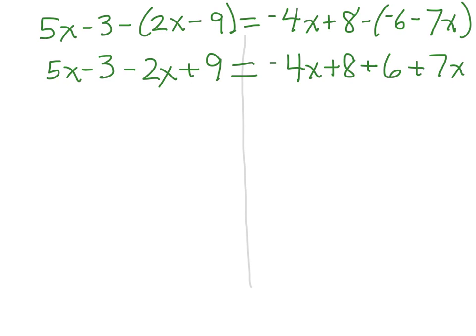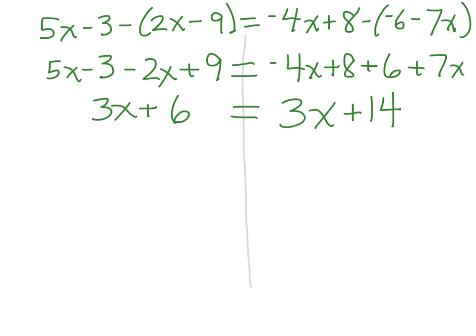On the left-hand side, I have 5x minus 2x. That would leave me with 3x. Negative 3 plus 9, leaving me with positive 6. On the right-hand side, I have negative 4x and positive 7x, leaving me with 3x. And then I have 8 plus 6, leaving me with 14.